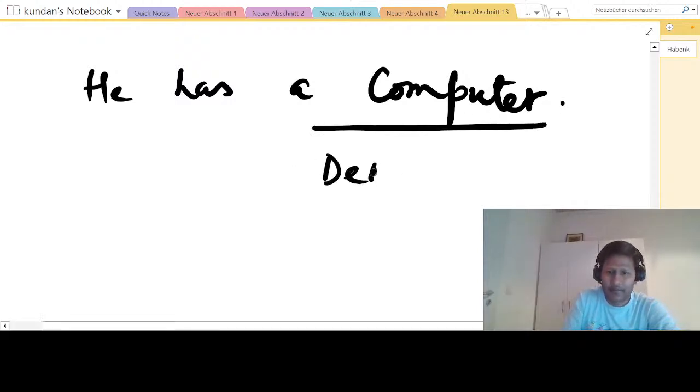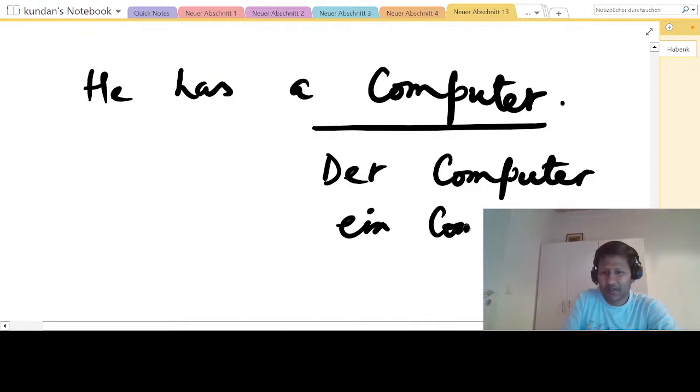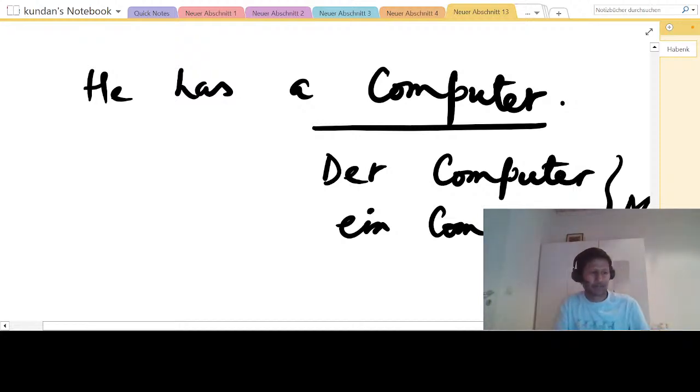So this is their computer. Ein Computer. Okay, this is what? Masculine. So can you form a sentence? Yeah, now I see a good response coming up. So this is das Handy, right?